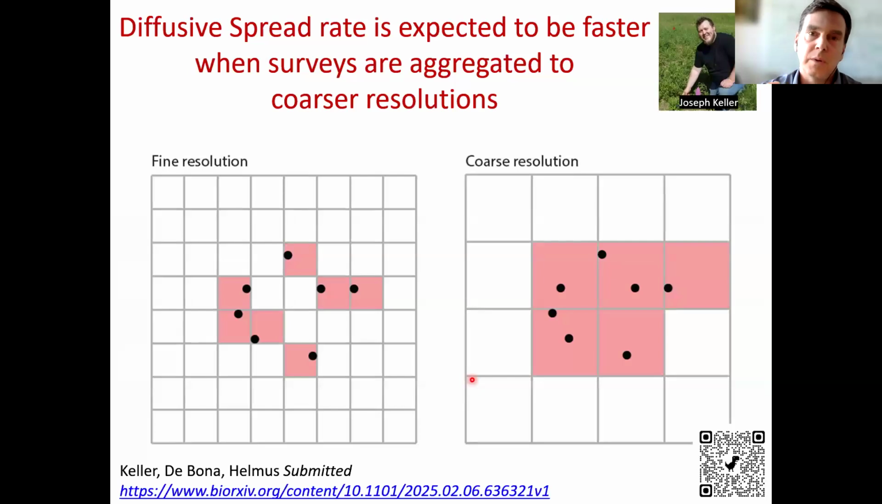There are a few issues you have to deal with when you're trying to understand diffusive spread. This work was all done by my postdoc, Joseph Keller, who's currently with me. If you're dealing with point locations of sampling, you have to think about how you discretize, or how you grid out, those resolutions in order to get an invaded area. Diffusive spread is expected to be faster when surveys are aggregated to coarser resolution. Say you have a fine resolution here where you add up all these pink squares and say this is the invaded area, versus this coarse resolution. And we see that, of course.